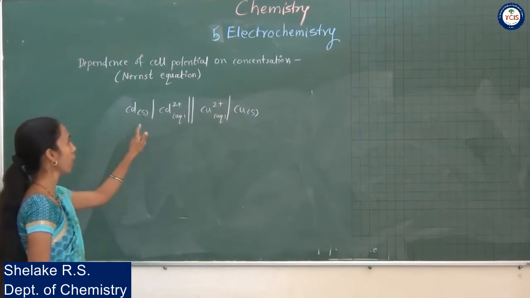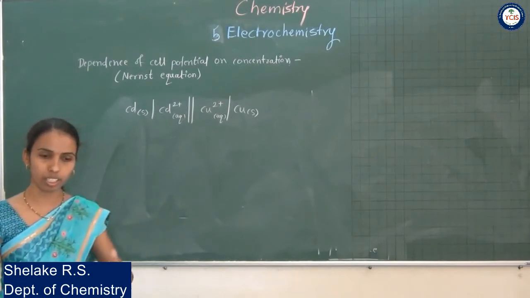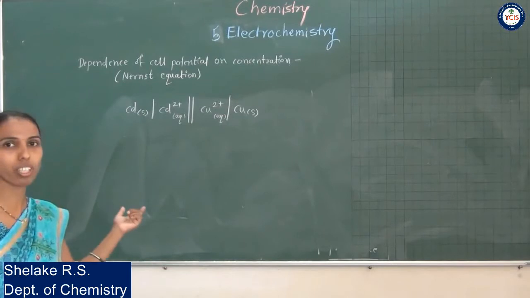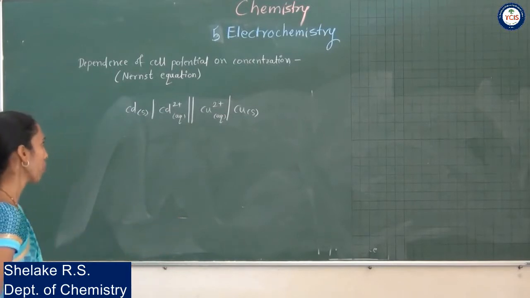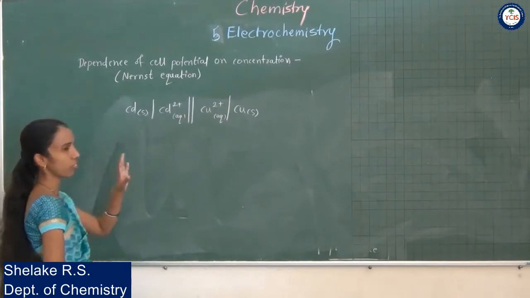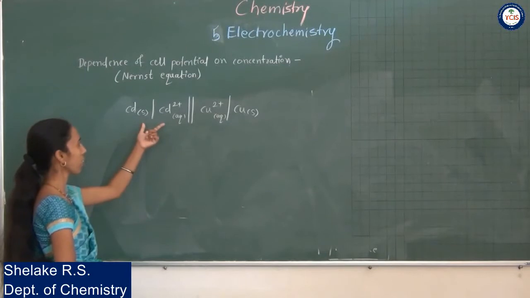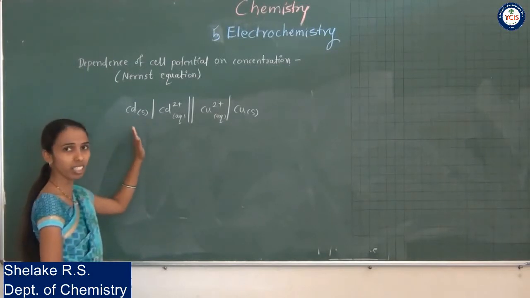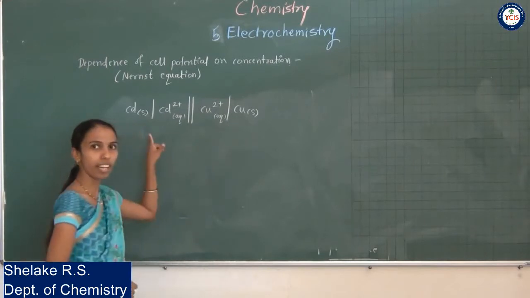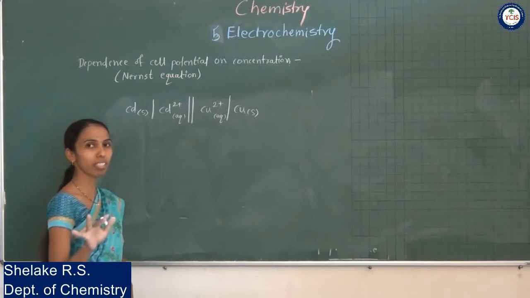From that, how can we write down the Nernst equation for this? In an exam, a question is asked like this: write down the Nernst equation for the given galvanic cell. Now see here, in this cell, we have studied how to write the cell formula. In that cell formula, at the extreme left is the anode, at the extreme right is the cathode. At the anode there is oxidation, at the cathode there is reduction.